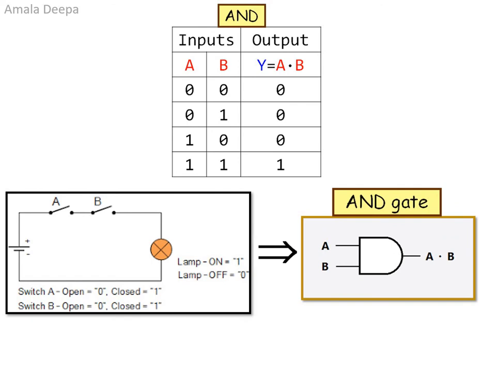When 2 low signals are given to this gate, it gives the output as low. When a low signal and a high signal are given, it gives the output as low. When a high signal and a low signal are given, the AND gate gives the output low. And lastly, when a high signal and high signal are given, the output of the AND gate is also high.